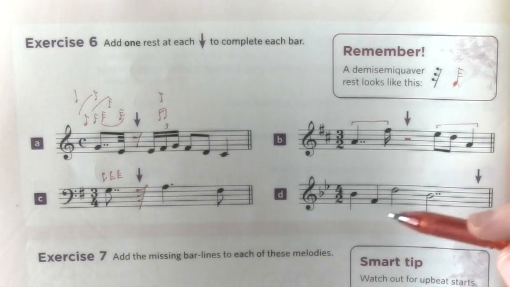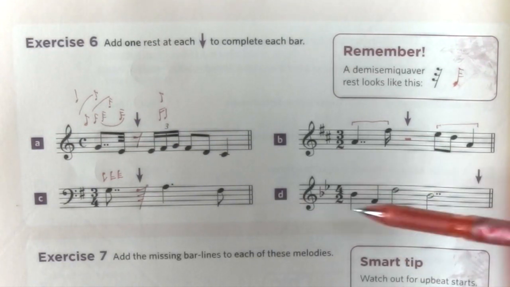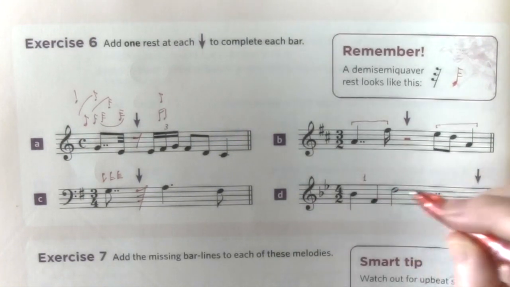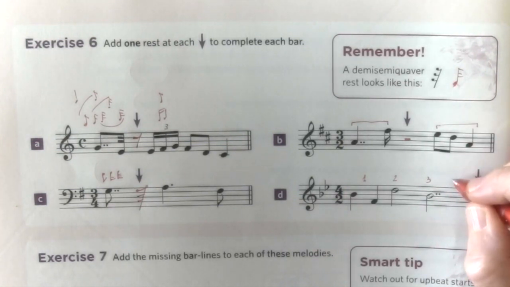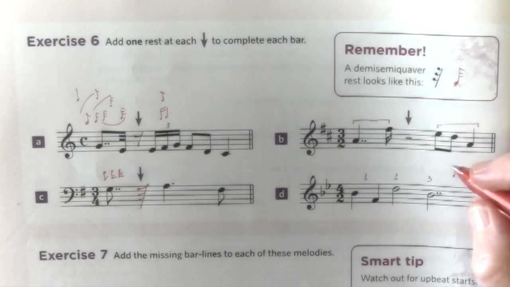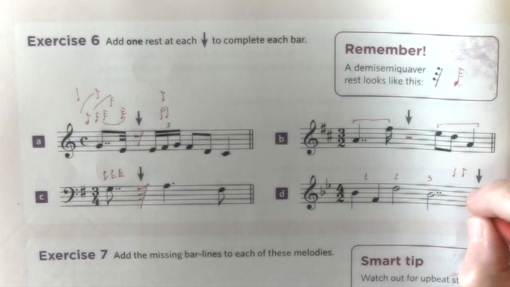Last one, 4/2, which means 4 minims in a bar. 1 minim is here, so this is 1. 1 minim is here, this is 2. 1 minim is also here. Now we have part of a minim here and part is the rest. So on the 4th minim, we have a crotchet, a quaver, and we need another quaver, so a quaver rest.